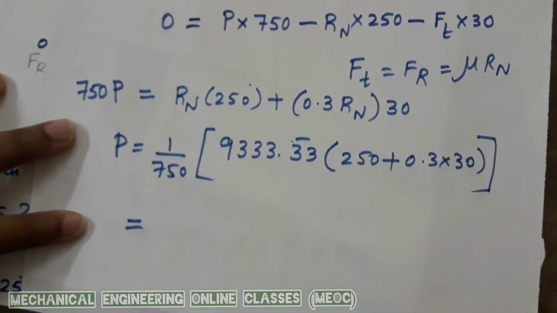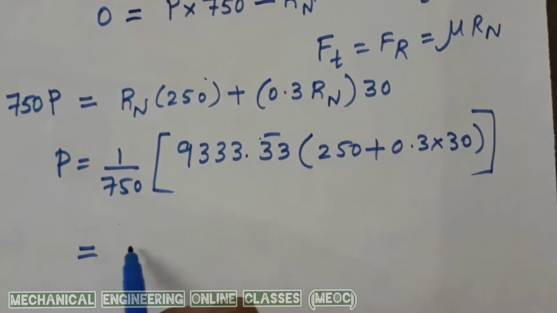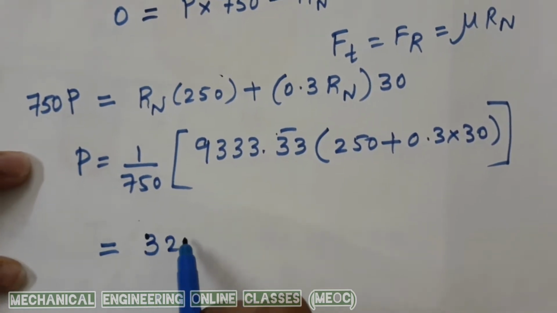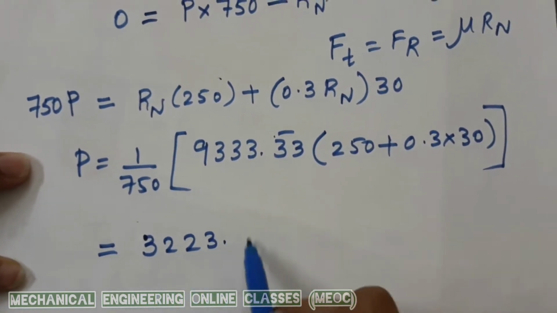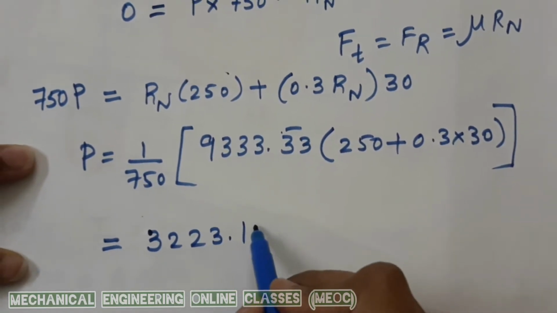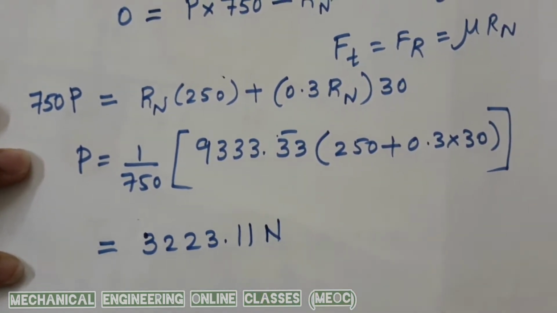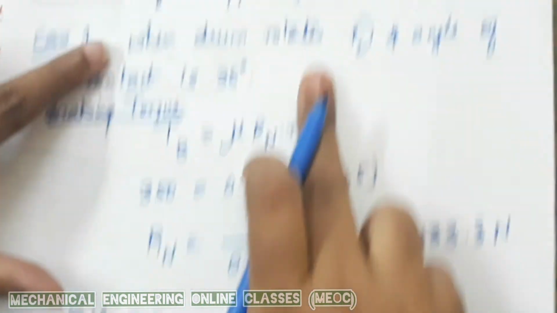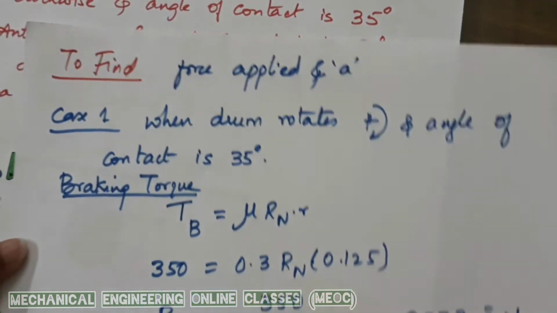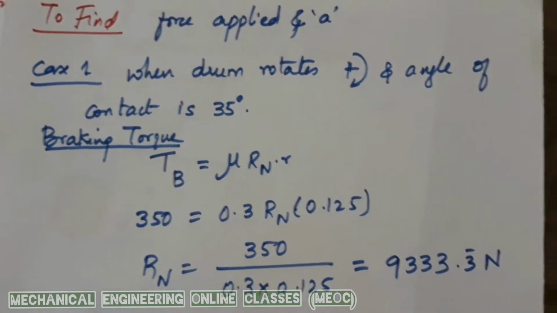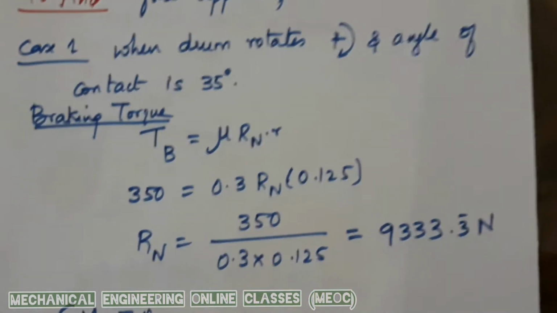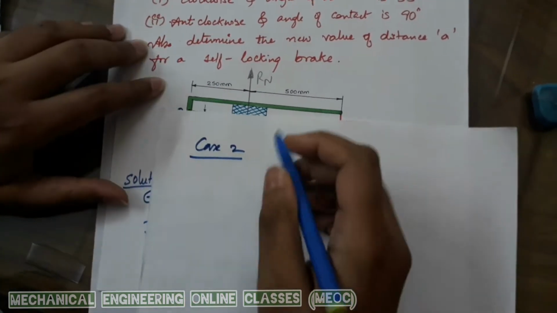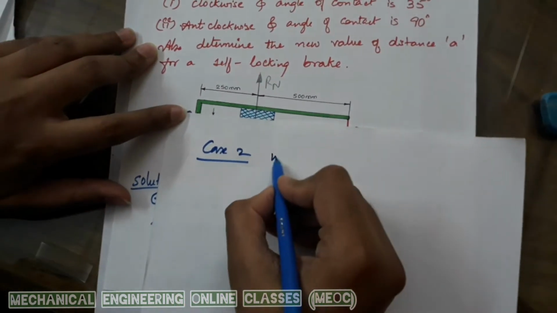So if we solve this, comes out to be 3223 point, I got 109, so I am writing 11 Newton. So this is P when the drum is rotating in clockwise direction and the angle of contact is 35 degrees. Then now let's solve for the case 2, means when the drum is rotating anti-clockwise.